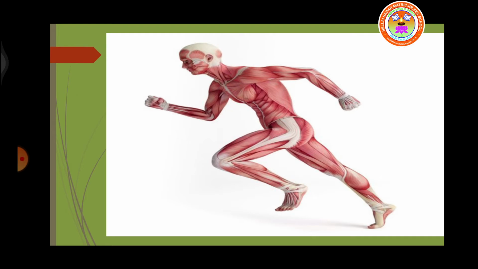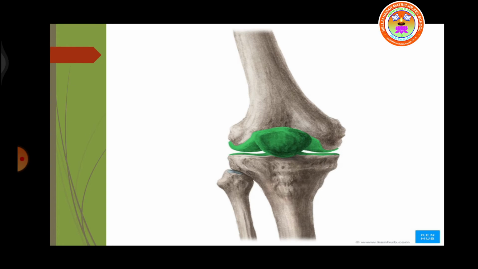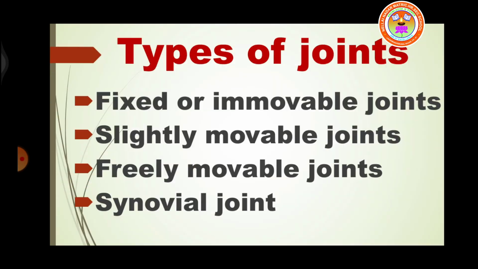To understand more about the movements brought about by the musculoskeletal system, we need to understand what a joint is and what the different types of joints are. The point at which two separate bones meet is called a joint. Depending on the types of movement they allow, joints are classified into fixed joints, slightly movable joints, freely movable joints, and synovial joints.